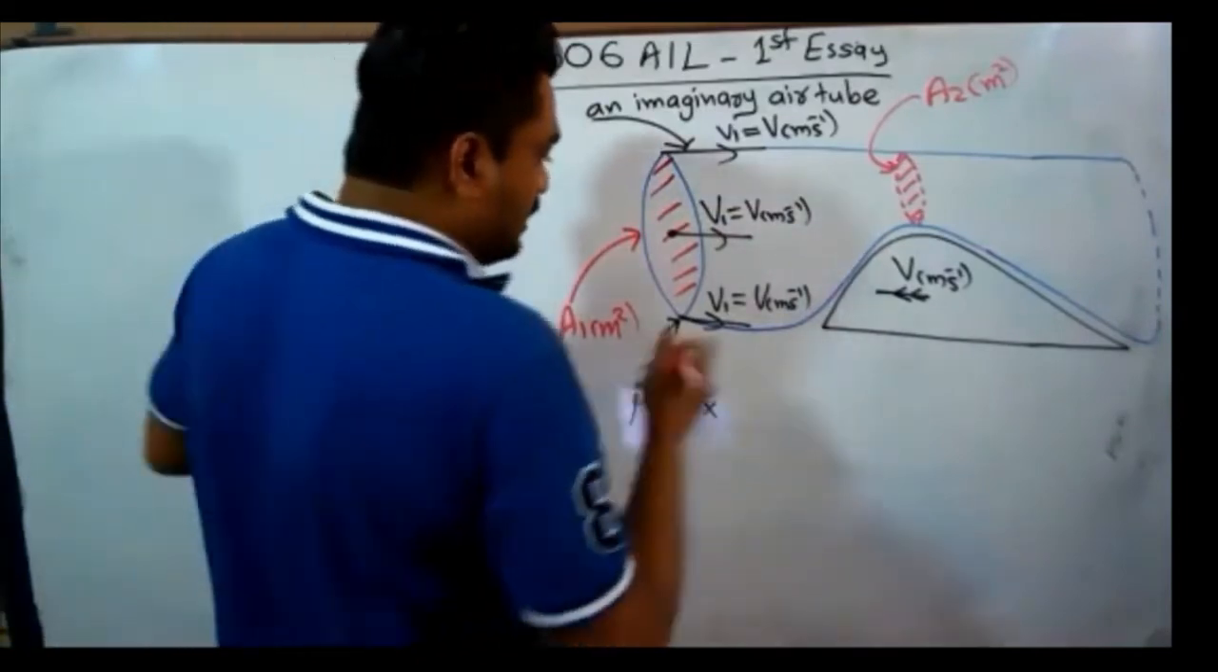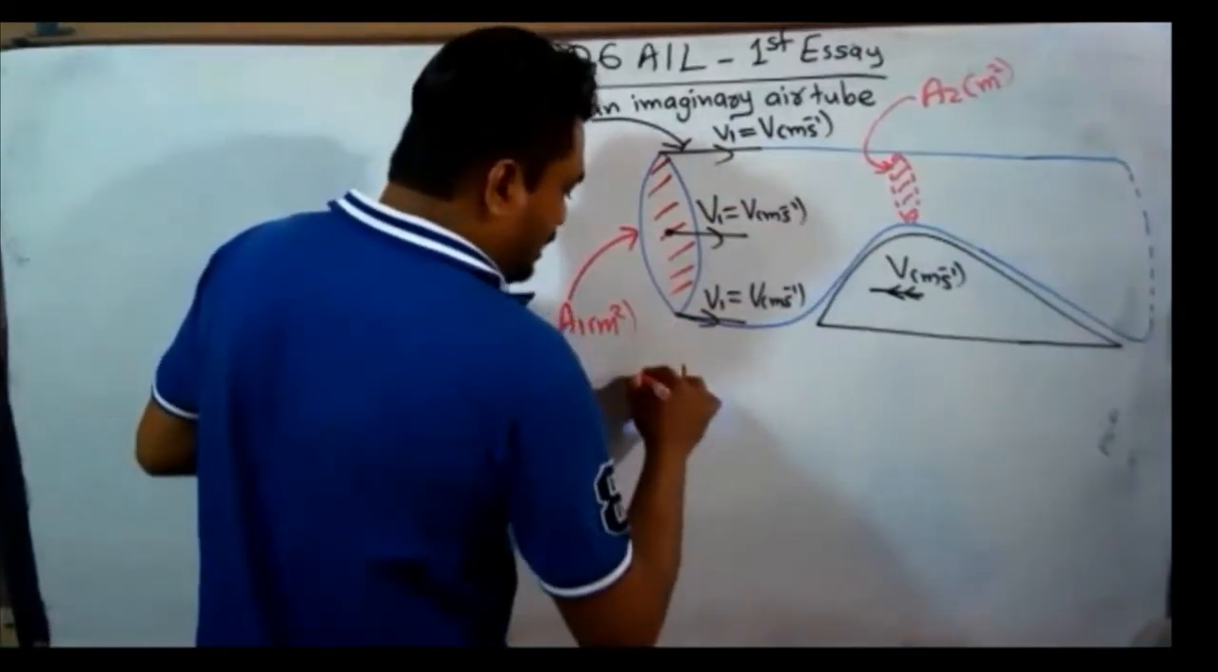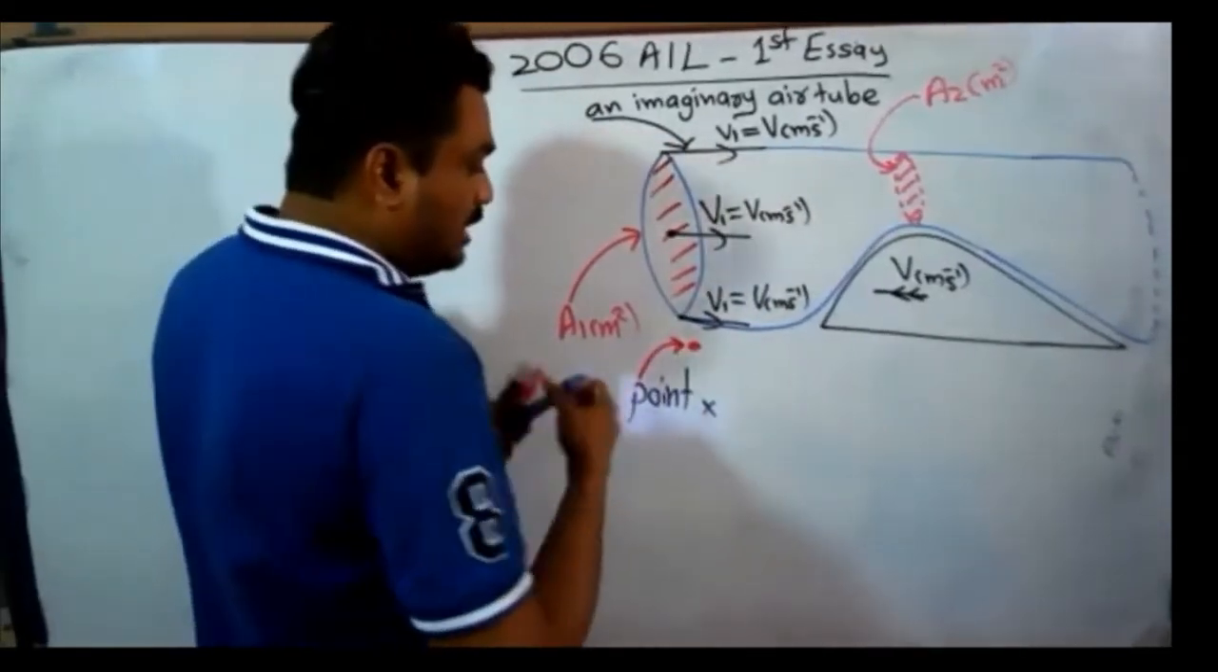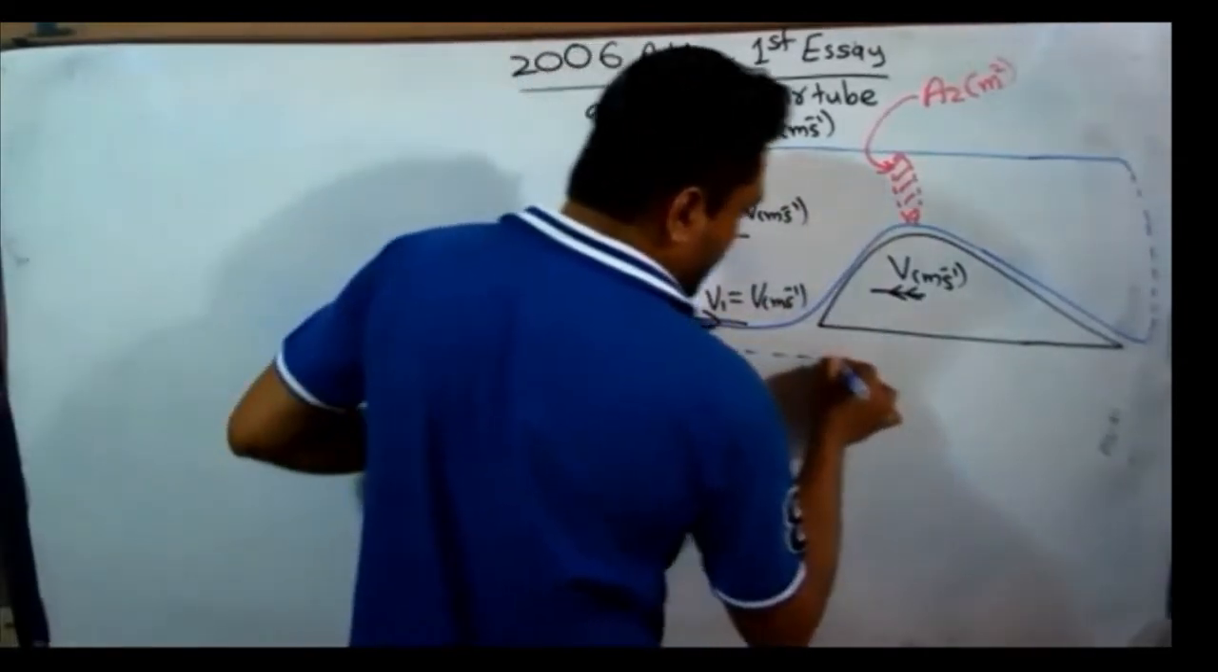I want to mark a special point here. Actually, point x is somewhere here. I would like to draw another line. This line will be needed in future.